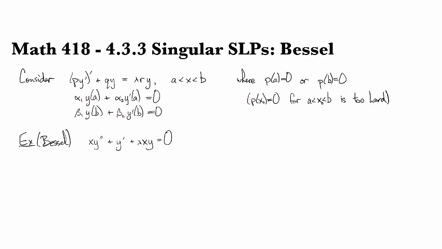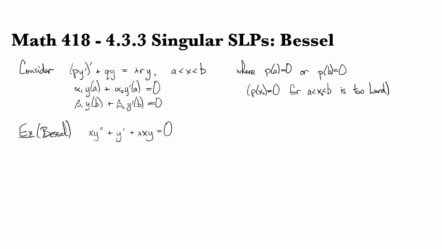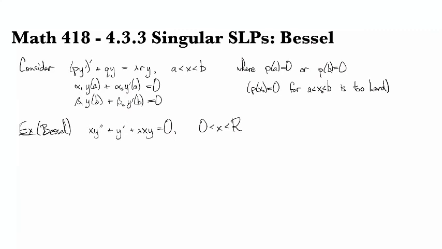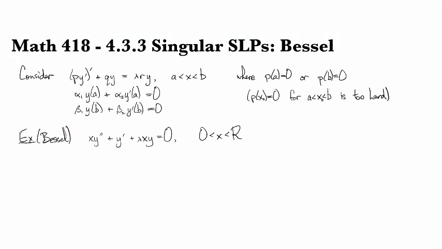Oh, I forgot to write, we're looking at this on some interval of length r here. Now, in the case when there's an internal 0 of p, that's called a turning point. That actually turns out to be a very difficult and complicated problem, so we're not going to get into that here. But we will be looking at the Bessel function further in the next chapter or two.